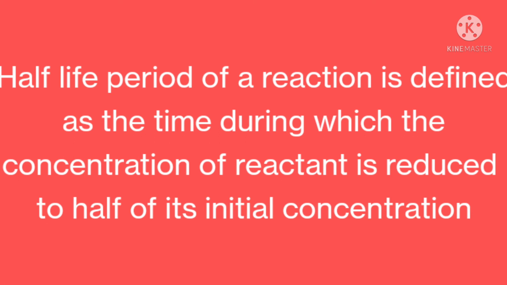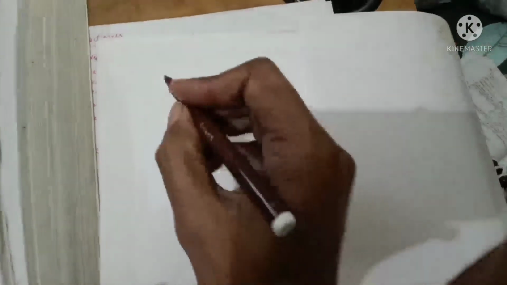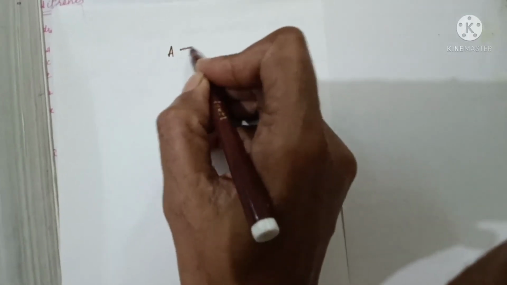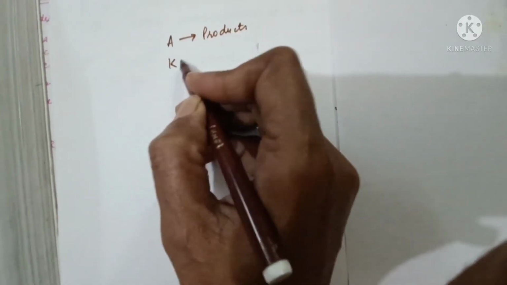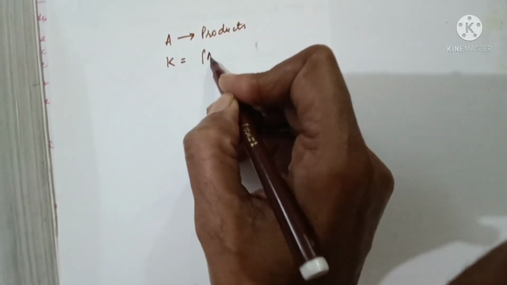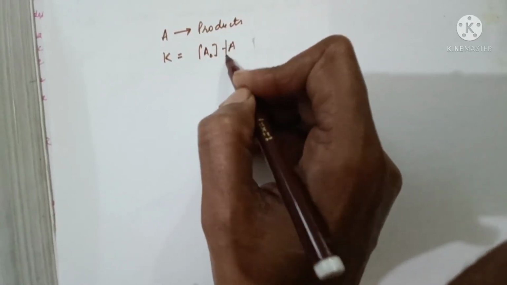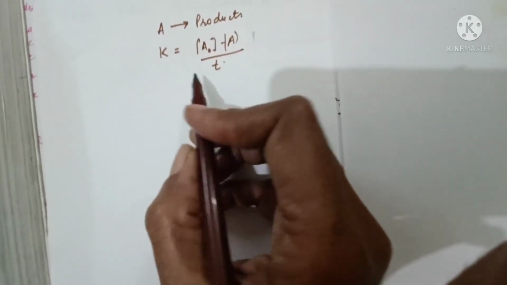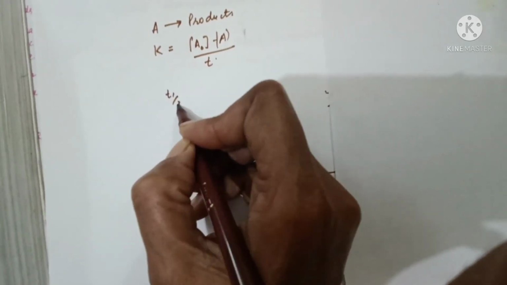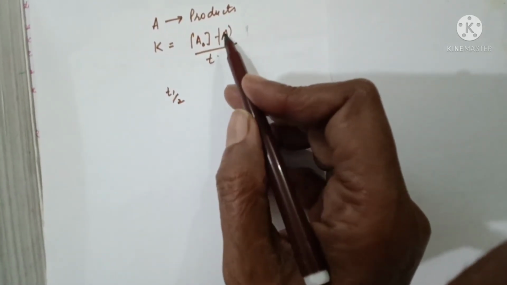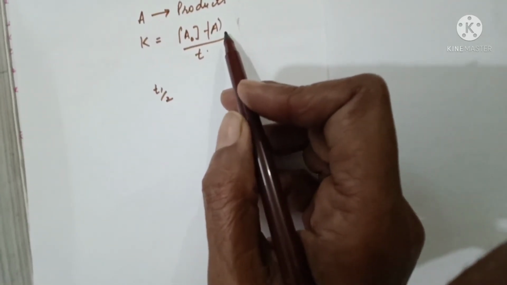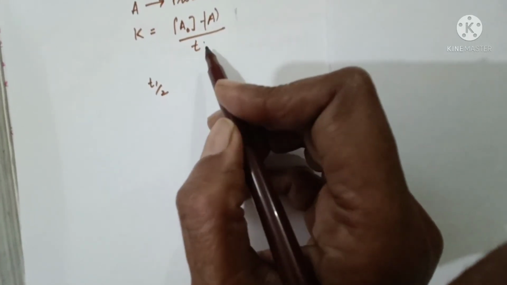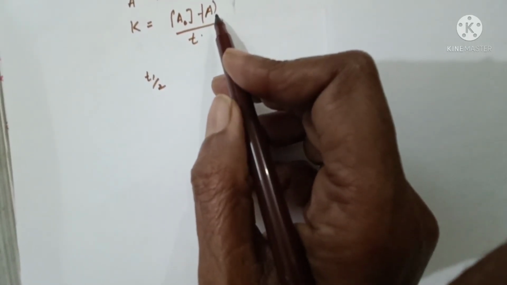Let us derive the expression for half-life period for zero order reaction. For a zero order reaction where the reactant A changes to products, we know that the rate constant K is equal to A naught minus A upon t. Now, t half is the half-life period. It is the time when the concentration A naught is reduced to half. So that means at time t half, A will become A naught upon 2.